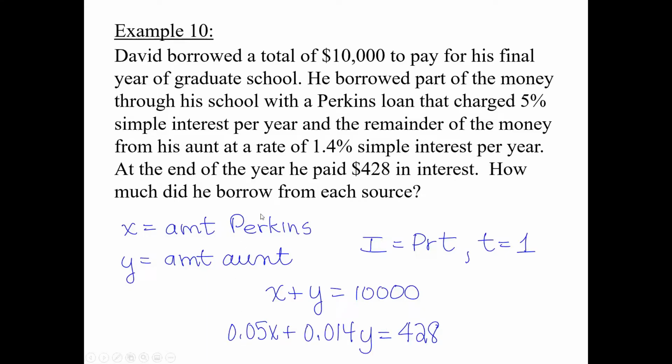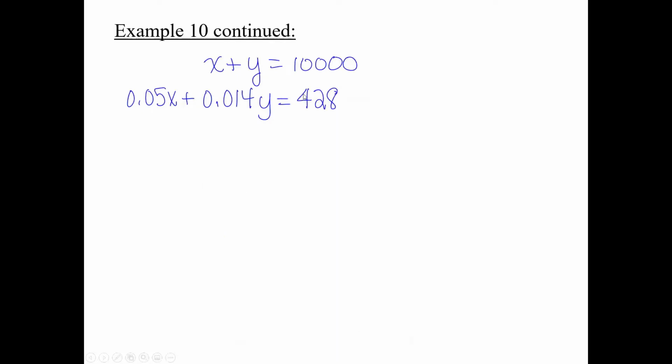Okay, now we're going to take the specifics. 5% times the amount of Perkins, plus 1.4% times the amount from the aunt equals 428 total interest. Okay, because they tell you that. In other words, this is the I for both of these added together. So we're going to bring those 2 formulas over to the next page.